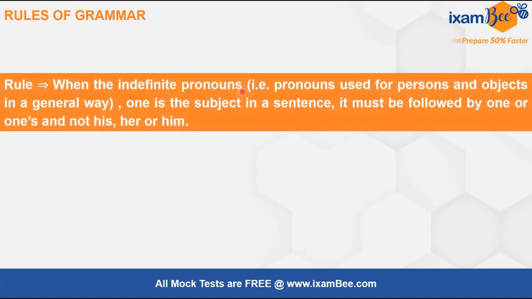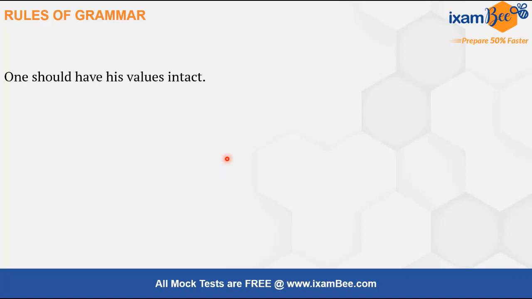Moving ahead to another rule, when the indefinite pronoun, that is pronouns used for persons and objects in a general way, one is the subject in a sentence, it must be followed by one or ones and not his, her or him. We generally tend to say, one should be careful about his health. That is incorrect. You do not use his with one. His or her is not used with one. Here it should be, one should have one's values intact. Alright, so his is incorrect here. When we are talking about one, it should be one's here.